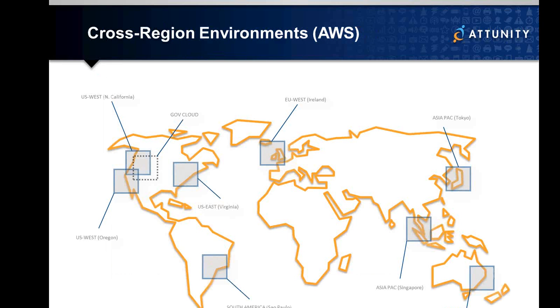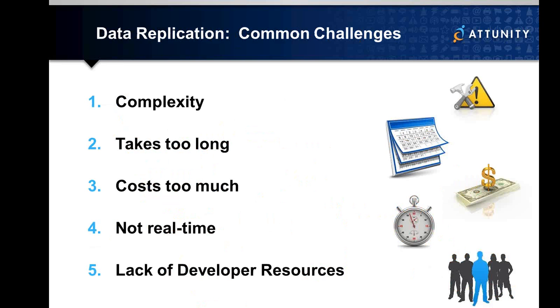As Abdul indicated, there's value in designing a DR strategy that is across geographies, and Amazon provides plenty of options there, supported also by Attunity cross-region.